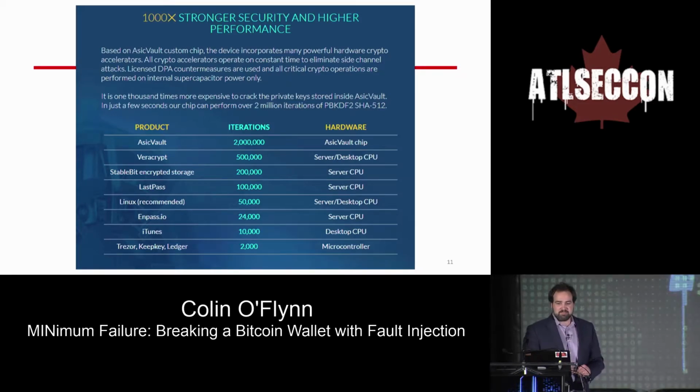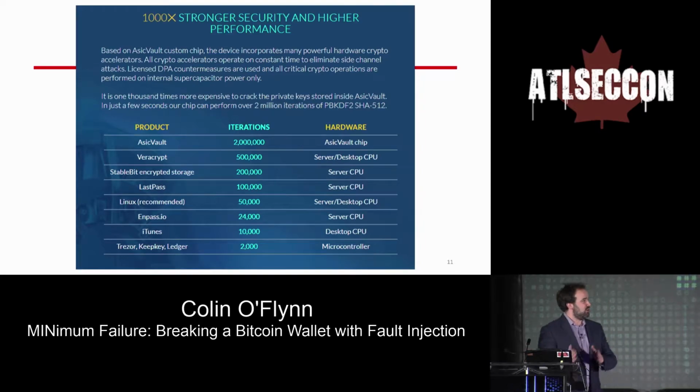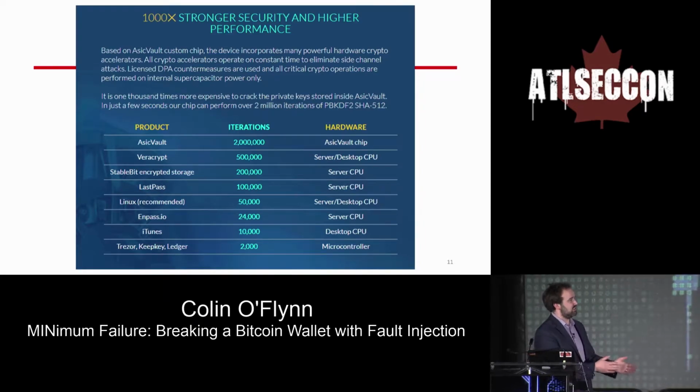So what they've done is they actually made an ASIC that hardware accelerates the key derivation function. This is kind of interesting because if you wanted to break their wallet, what you'd really want is an ASIC that accelerates the key derivation function. And what they give you is an ASIC that accelerates the key derivation function. So you can use a second version of their wallet to probably attack the first version.